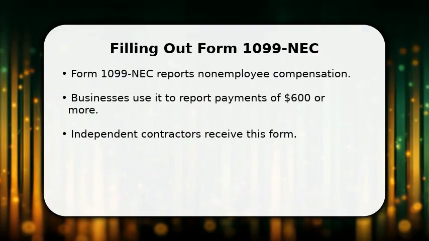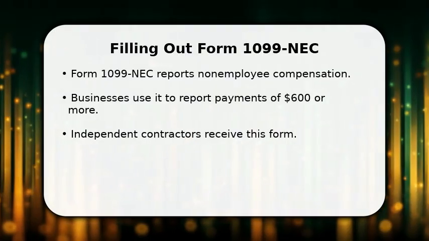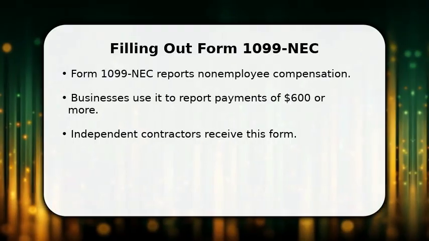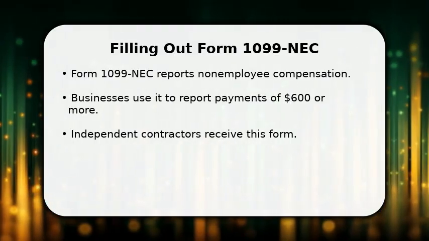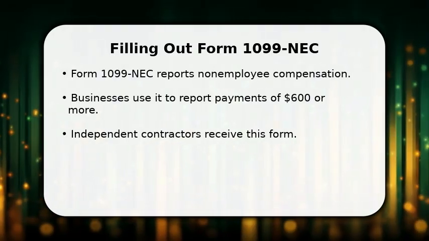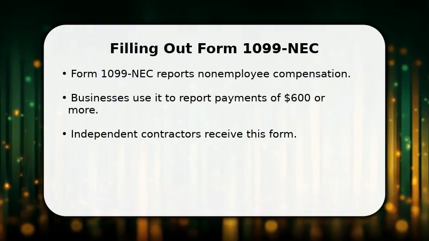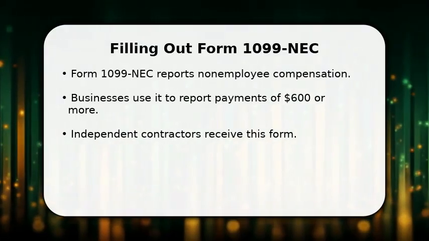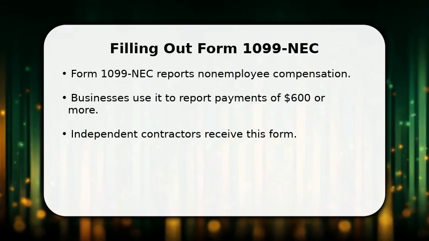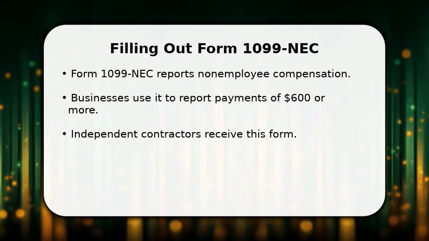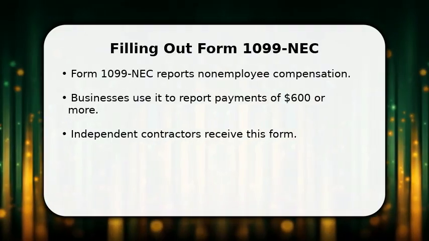In this video, I will explain how to fill out Form 1099 NEC. First, understand its purpose. It's used by businesses to report payments of $600 or more to non-employees, like independent contractors. If you're a business, you'll issue this form. If you're a contractor, you'll receive it. This form is crucial for accurate tax reporting for both parties, ensuring compliance with IRS regulations and proper income declaration.